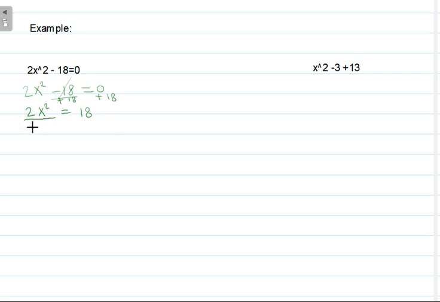a here is not 1, so I divide both sides by a. I need only x squared alone. So x squared equals 9. The final step is taking the square root of both sides, and here we go. x here equals plus or minus 3, the square root of 9.